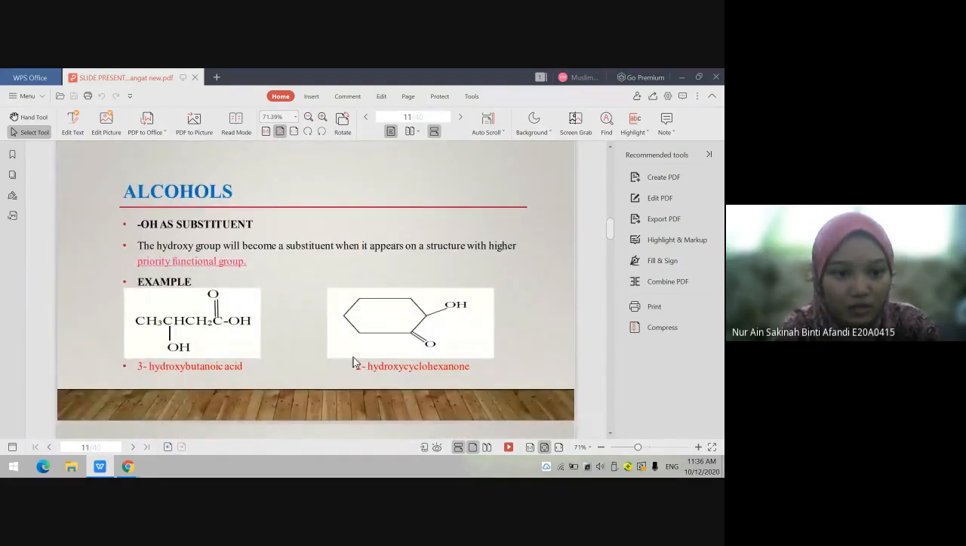Alcohol as a substituent. The hydroxyl group will become a substituent when it appears on a structure with higher priority functional group. For example, 3-hydroxybutanoic acid and 3-hydroxycyclohexane.